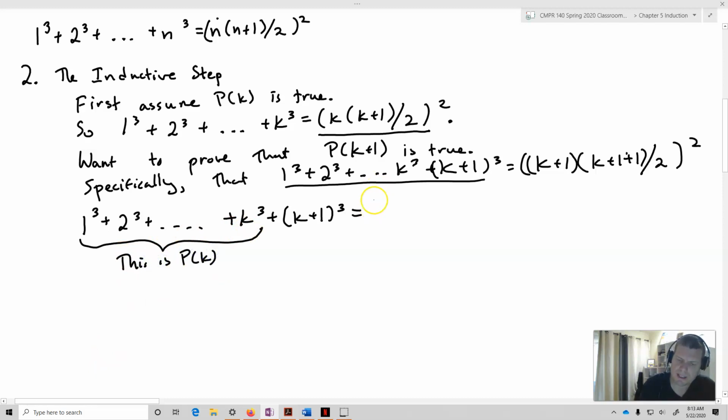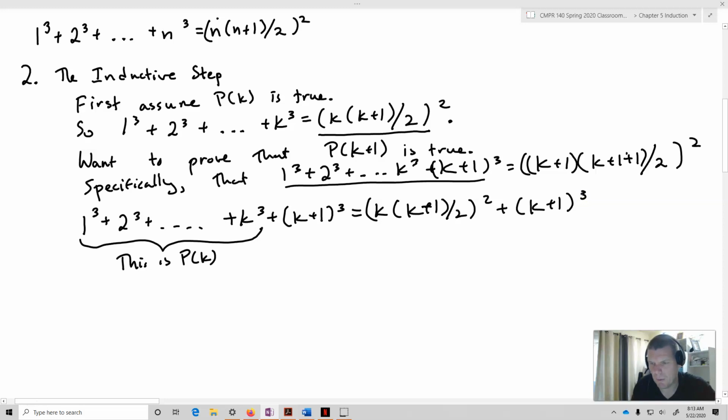So we know that this thing here is equal to (k(k+1)/2)² plus (k+1)³. Generally, when you're doing these kinds of induction proofs, that's what you're going to do. You're going to take your assumption step and replace it into the inductive part of your proof, and then show that the two sides are in fact going to end up being equal. Now this statement, we're going to move down to here.